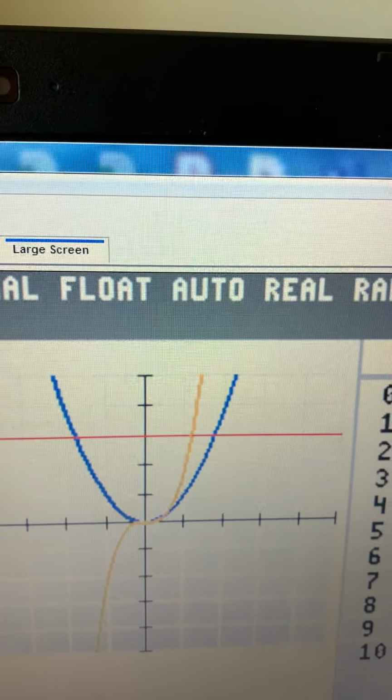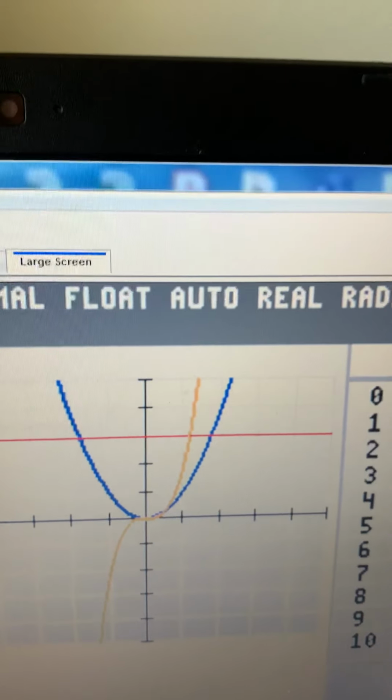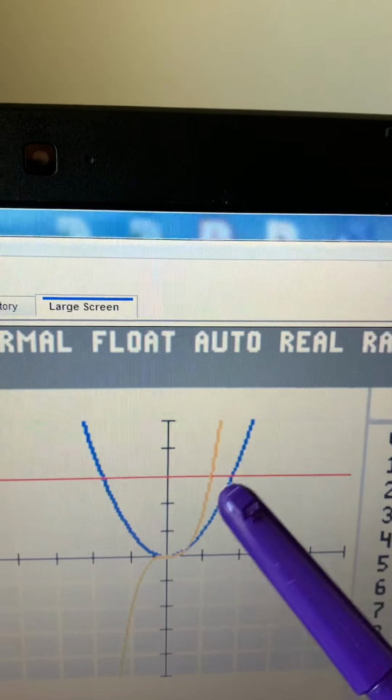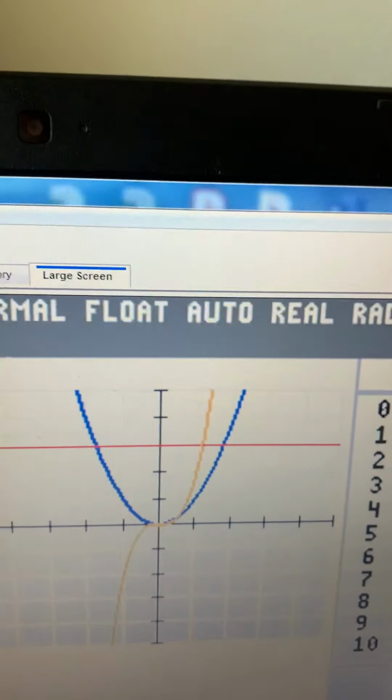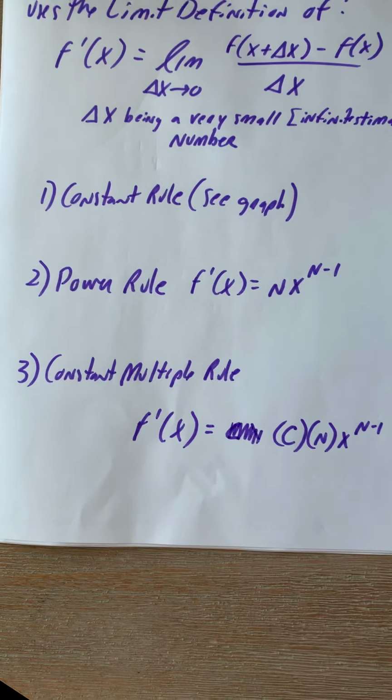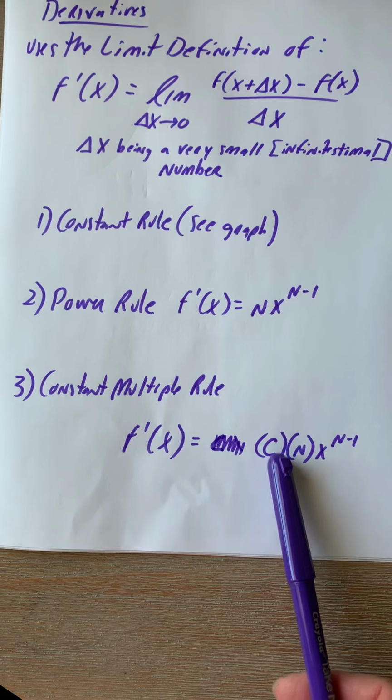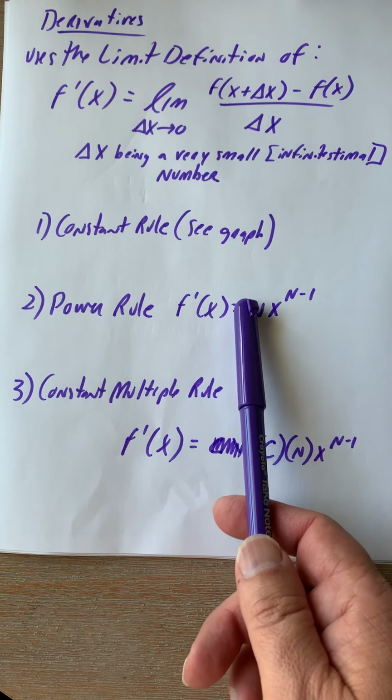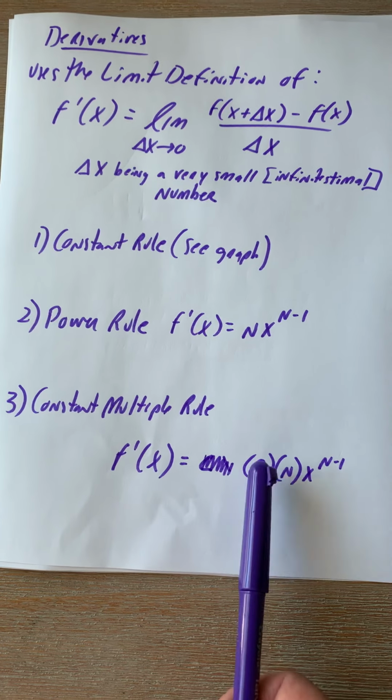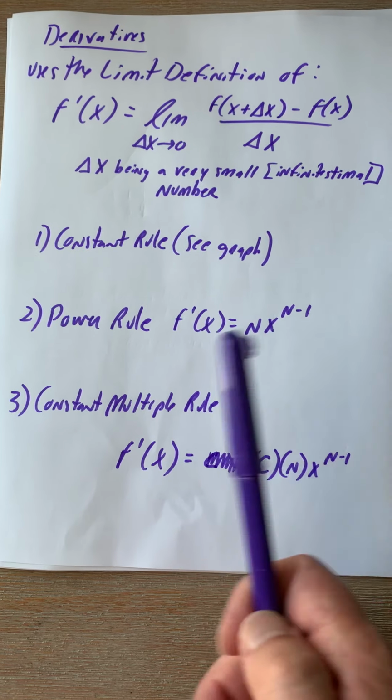We'll cover this one again, but once again, we're looking for slopes. What is the slope in here? We can get that by using the power rule. The last one is the constant multiple rule. If we have a constant out in front of our power rule, let's say we had a 5 out here, it stays out there and multiplies against our n.